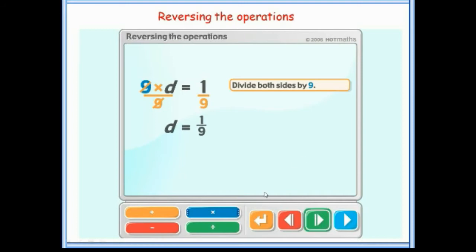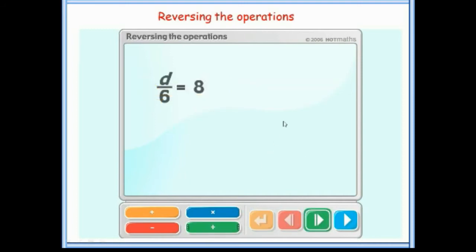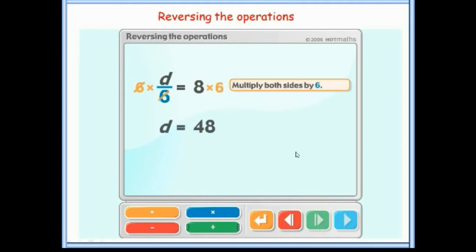The last one is the division equation: d divided by 6 equals 8. I need to know d equals what? So I need to get rid of divided by 6. How am I going to get rid of divided by 6? What is the opposite of divided by 6? Times by 6. So I'm going to multiply both sides by 6. The 6s cancel out. 8 times 6 equals 48. d equals 48.